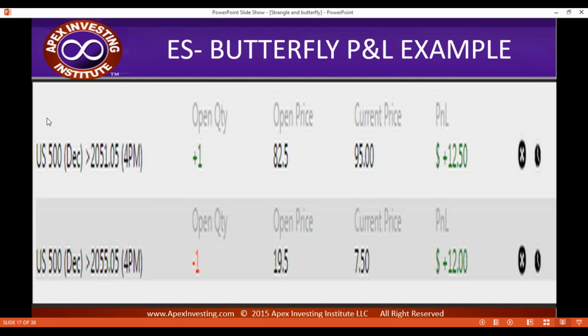Bought a binary for $82.50. Sold a binary at $19.50. So if this binary wins, I'd make about 18 bucks on the buy side. If this one wins, I'd make about 20 bucks on the sell side. And at the time of this example, it was up about $12 on both sides.